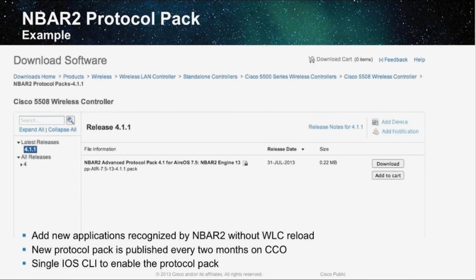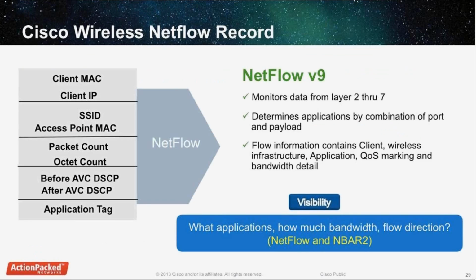And you can download the protocol pack as long as you have the contract with Cisco. You can download it from the CCO website, and it's published every 2 months. One of the good things is when you install a protocol pack, you do not need to reboot the wireless LAN controller. So it's on the fly, and you can just go ahead and change it without disrupting anything on your network.